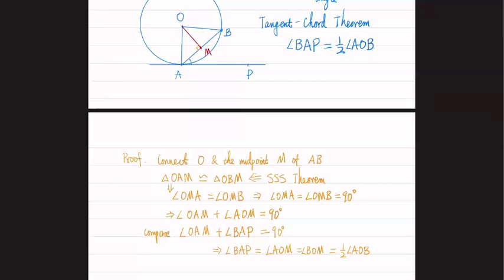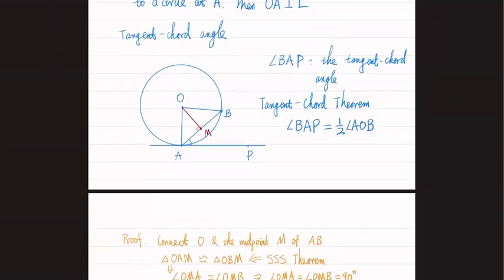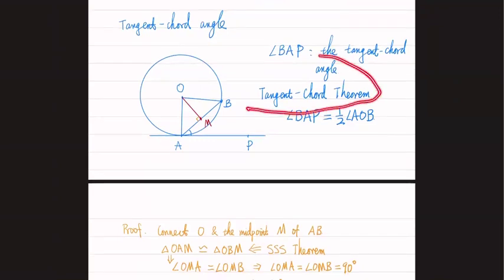So this is the tangent-chord theorem. This angle, tangent-chord angle, equals half of the central angle. If we combine this with the inscribed angle theorem, you can see that this tangent-chord angle is the same as the inscribed angle. We can add one more piece to this.